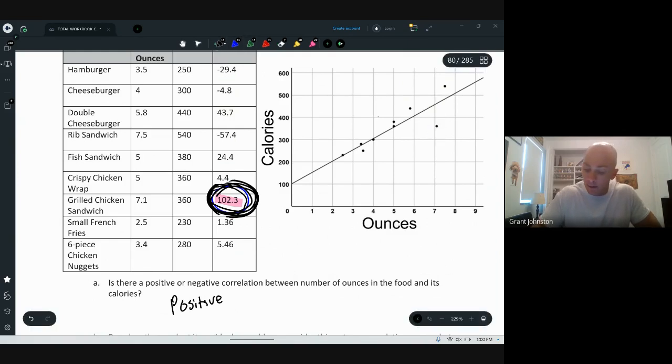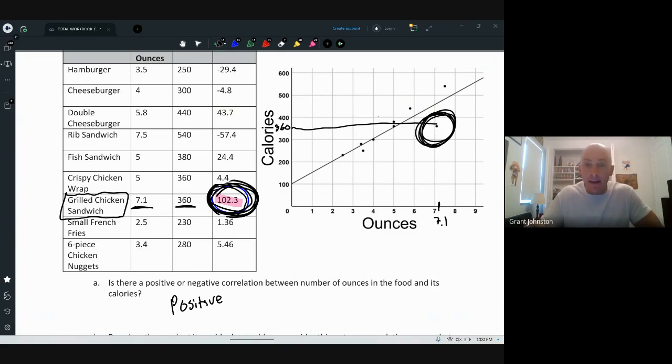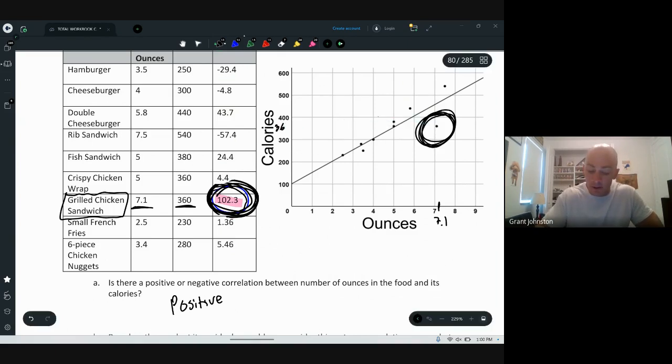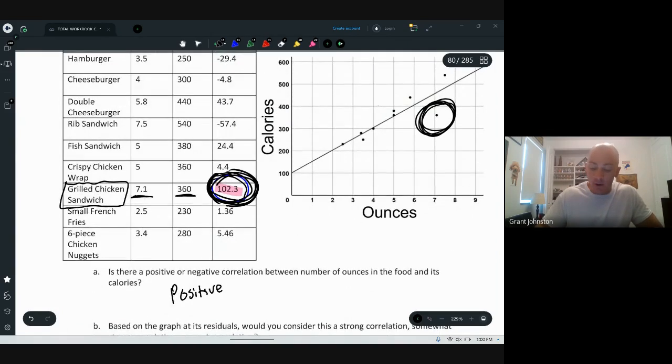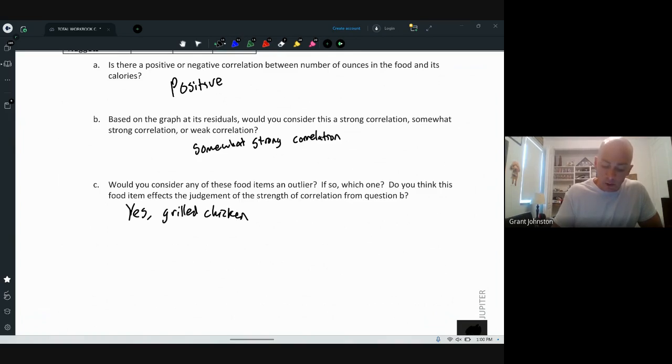This point here, that point, that is that grilled chicken sandwich. Because at 7.1, 360, about here, that is that grilled chicken sandwich. So I'm going to say that the outlier is that grilled chicken sandwich. Yes. Grilled chicken sandwich.